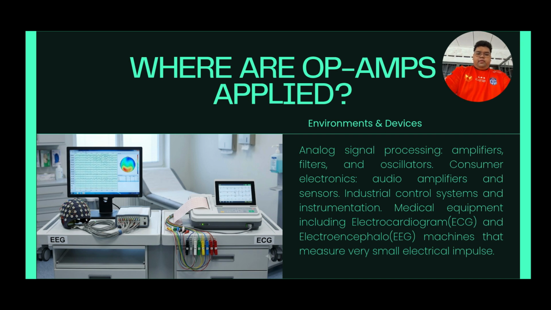Next up is where op-amps are applied. It is applied in analog signal processing such as amplifiers, filters, and oscillators. It is also used in consumer electronics such as audio amplifiers and sensors, and for industrial control systems and instrumentation as well. It is also used in medical equipment including electrocardiogram, ECG, and electroencephalogram, or EEG machines that measure very small electrical impulses.